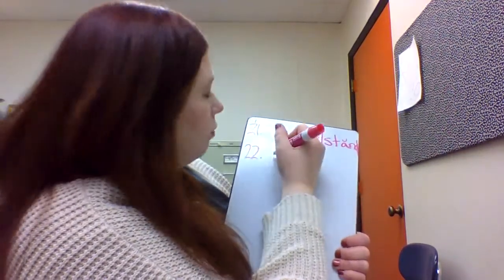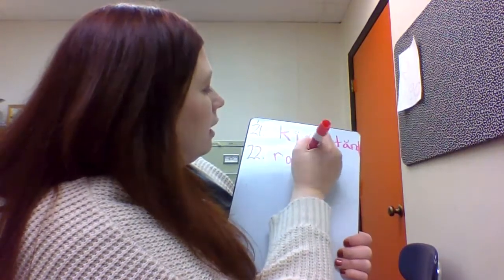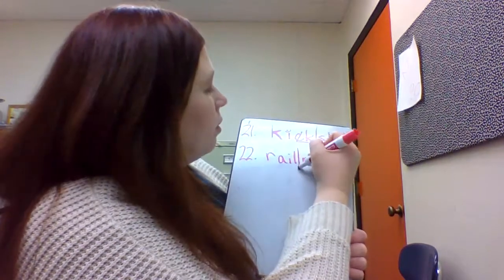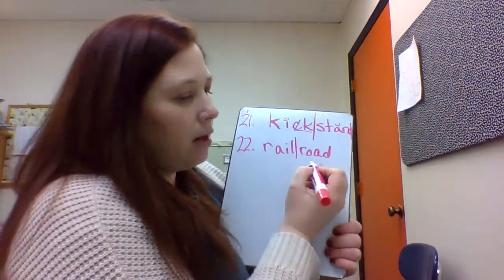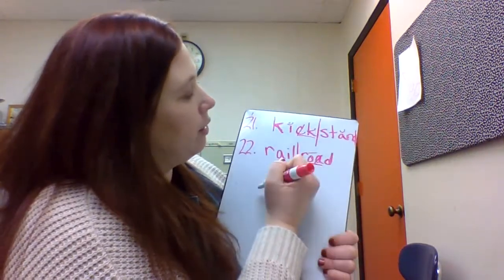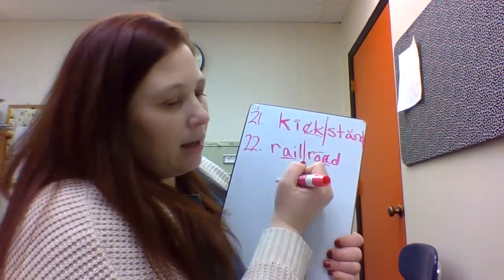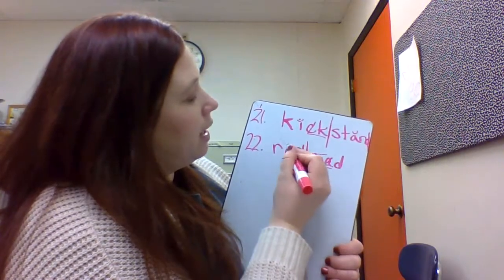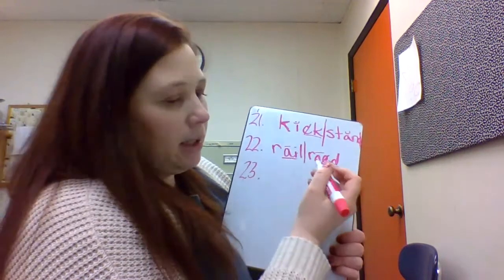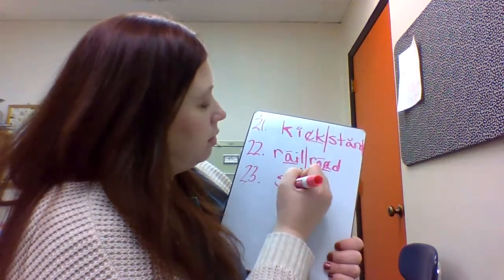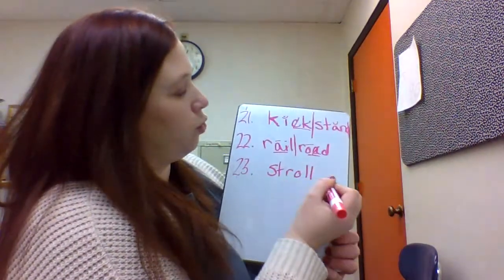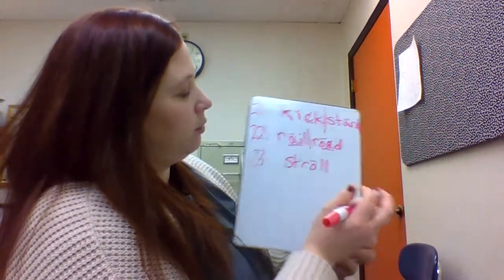Number 22, railroad. Again, a compound word of rail and road. Underline or put a line through that. We have our OA digraph where we cross off the A and put a macron on the O. We have our AI digraph. We're going to cross off the I and a macron on the A. 23 is stroll. This is one of our wild colts. Stroll. O is saying its name, so it gets a macron.